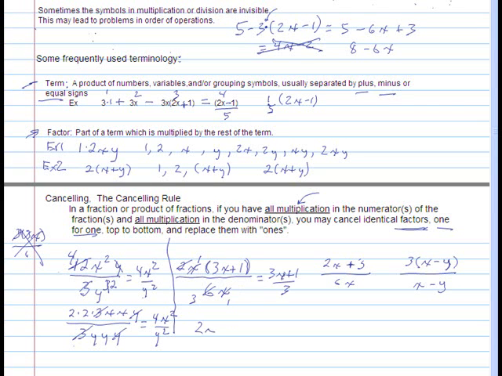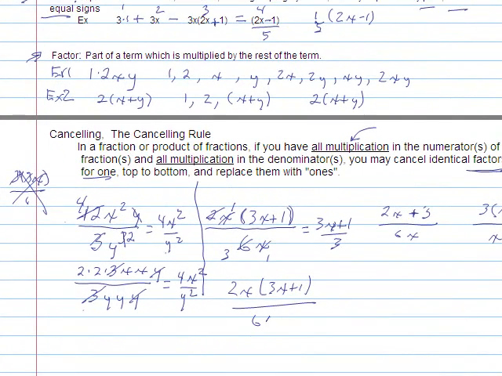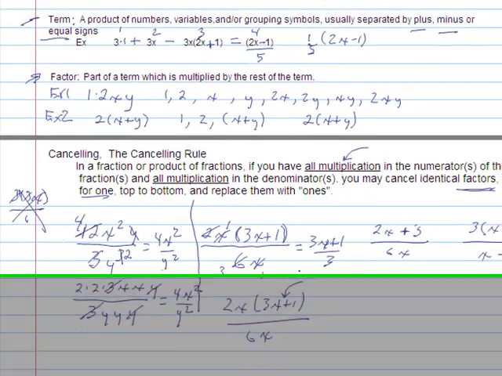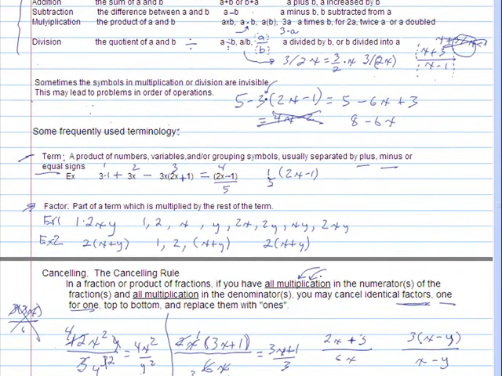What we cannot do in this case is cancel the 3x with the 6x, because the bracket means all of the 3x plus 1 together is a single number. In other words, if you go in the bracket, you do not have all multiplication on top, you have adding on the top. And the rule says you must have all multiplication, top and bottom. So as long as I stay out of this bracket, I can cancel. If I try to go into that bracket, I cannot cancel.